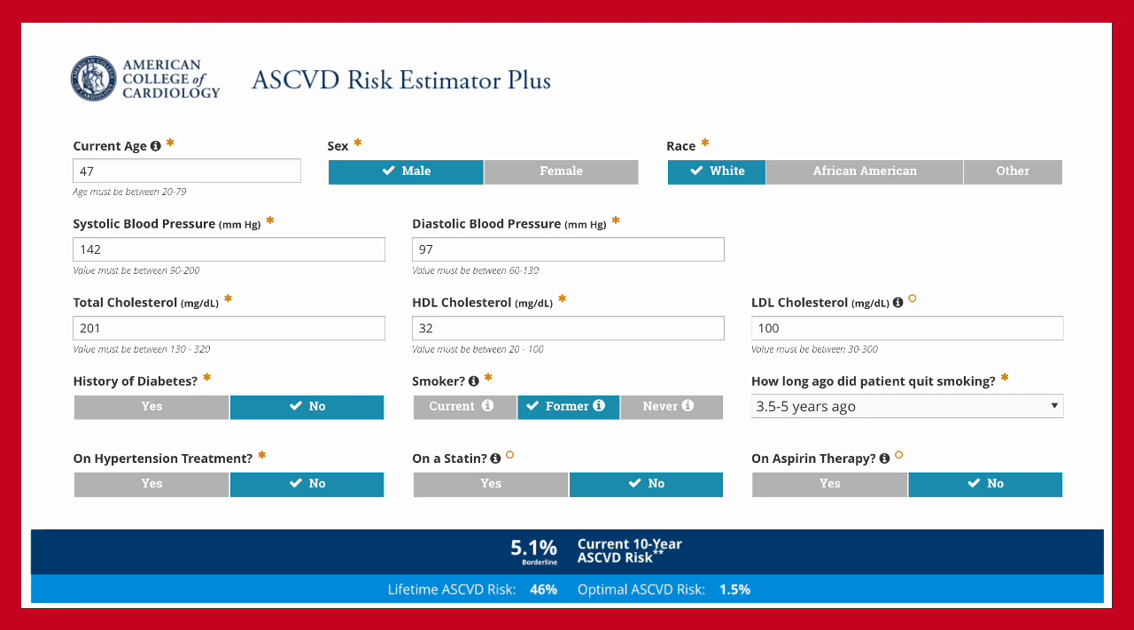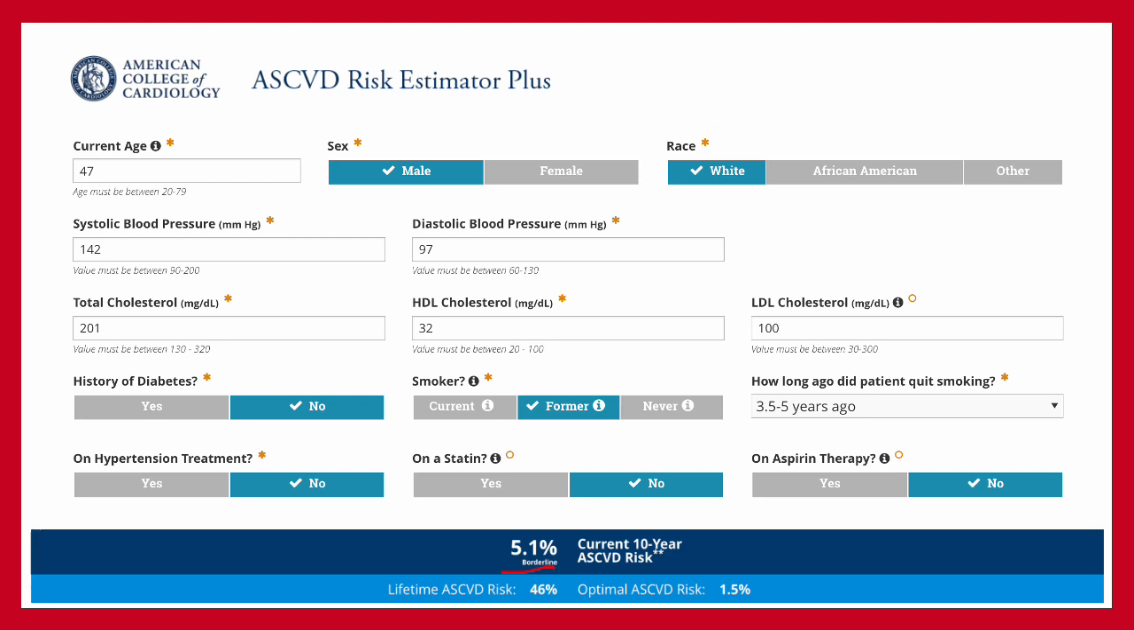So if we plug all those values into the calculator, what we get is that he has a 5.1% 10-year ASCVD risk. So what that means is if everything here stays about the same, his blood pressure stays about the same, cholesterol level about the same, and he continues not to be on any hypertension medication, statin therapy, or aspirin therapy, in the next 10 years, he has a 5.1% risk of having ASCVD.